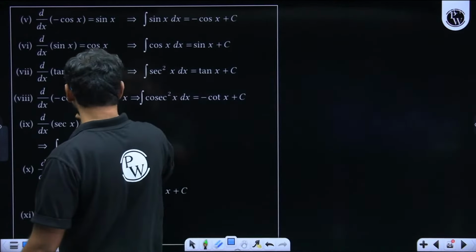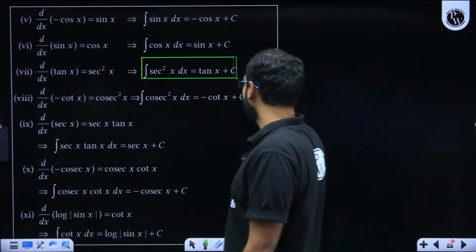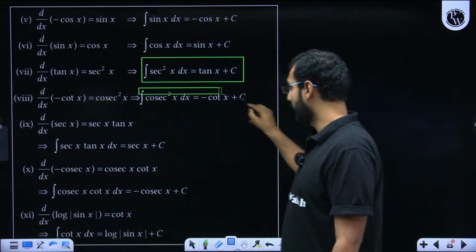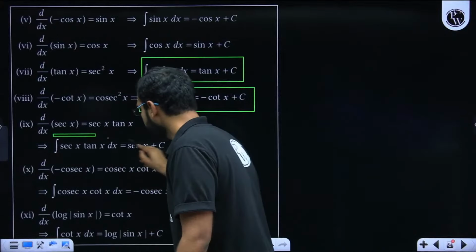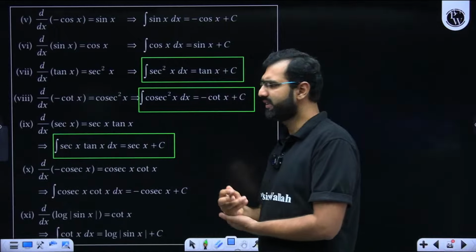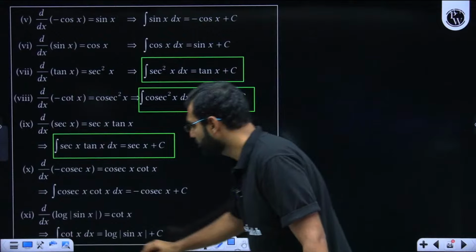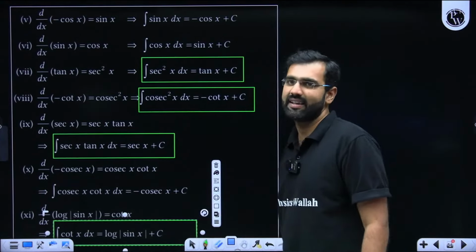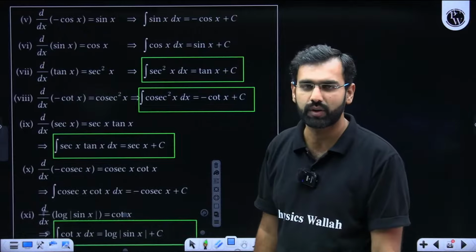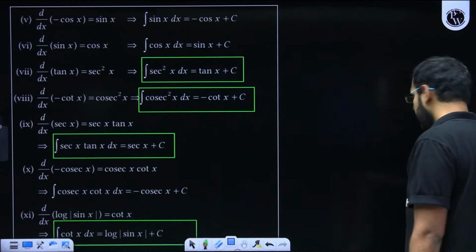This one. I hope you know that the integration of sec square x will be tan x, cosec square x will be minus cot x, mind you. And there, sec x tan x we know when integrated is sec x. There comes the most important one, this one. The integration of cot x is ln sin x. Through substitution you can make it or develop this.